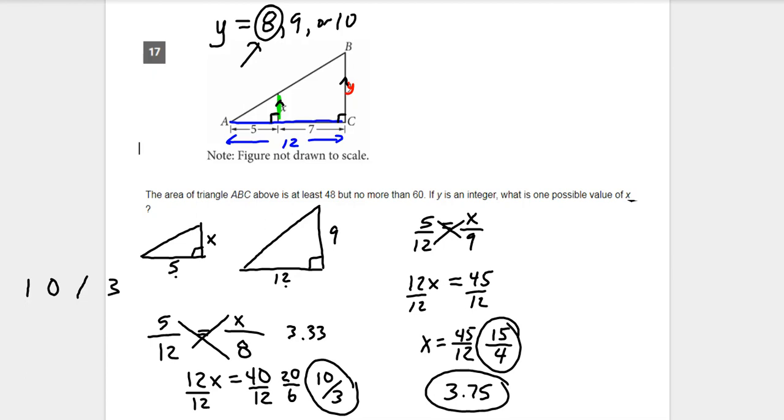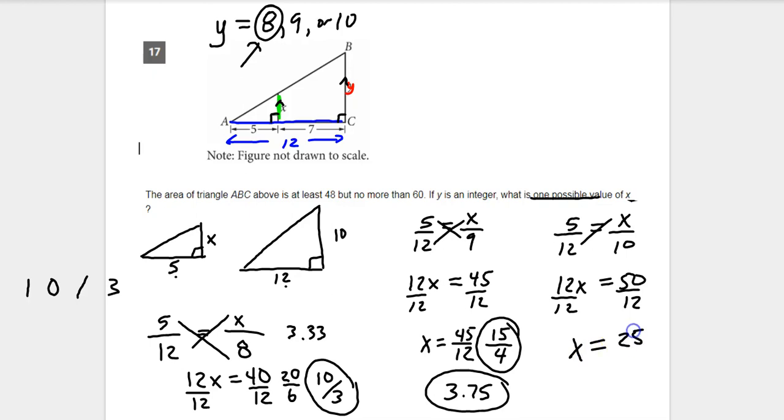And then finally, if I change this number to a 10, you didn't have to do all these. You could have picked any one of these because it just asks what is one possible value. If I change it over, I get little base over big base equals little height over big height. Again, cross multiply: 12x is 50. Divide by 12, divide by 12. X equals 50 over 12, I can whittle that down. That would be 25 over 6, which is as low as you can go.